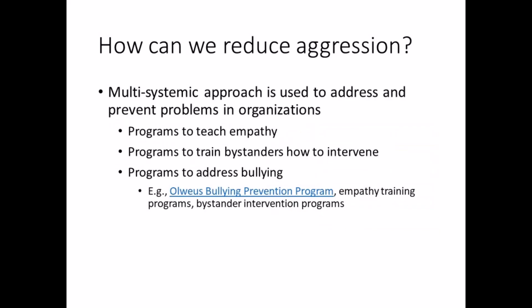The last topic that I want to mention is bullying. Across the globe, we find instances of bullying in most cultures. The most effective prevention programs have one thing in common. They use a multi-systemic approach and implement multiple solutions. Psychologists have taught people how to be more empathetic using this approach, and they've taught others how to overcome the bystander effect and intervene when they witness an emergency.